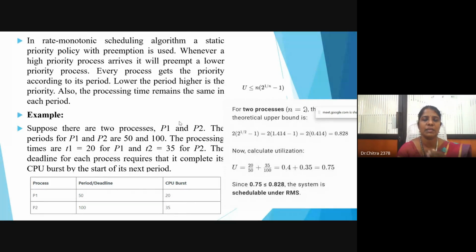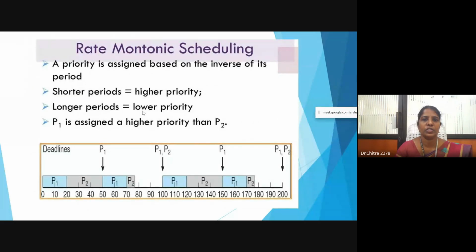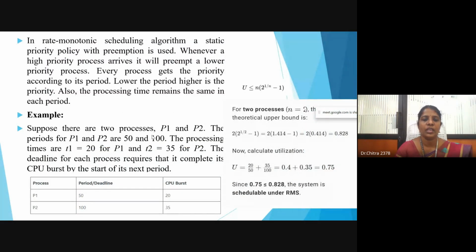So here this is an example of periodic scheduling, and the period is also given as 50. So the period is mentioned, which means that is called periodic based scheduling. In this rate monotonic scheduling, we are assigning the priority based on the period. That is, the higher priority is given to the job with less period or less time.